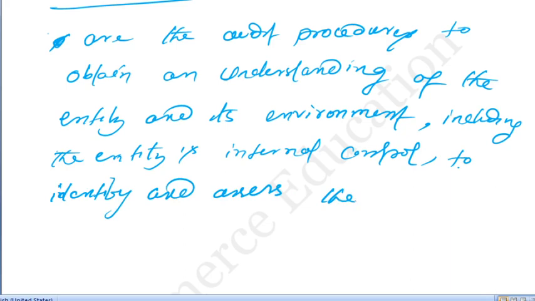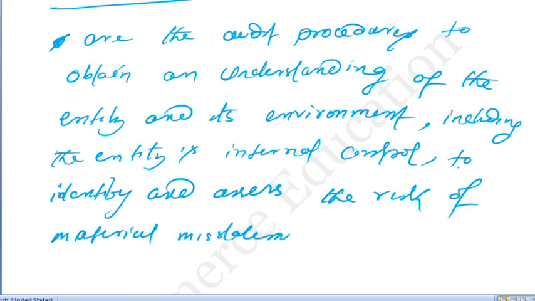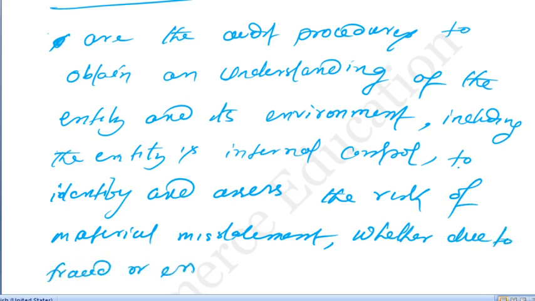to identify and assess the risks of material misstatement, whether due to fraud or error, at the financial statement or assertion level.